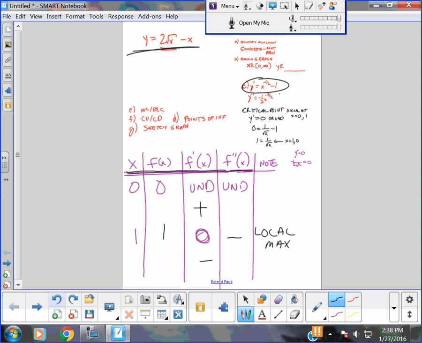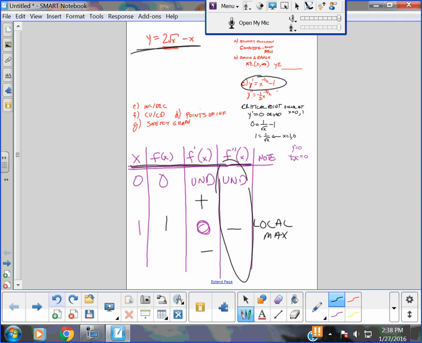All right. I think I have enough information now to start doing everything that I need to do for letters E, F, D, and G. Is there a sign change on the second derivative? No. It's just always negative. It's always concave down. So everybody, there are no points of inflection. So letter D is none. That is the answer to letter D.